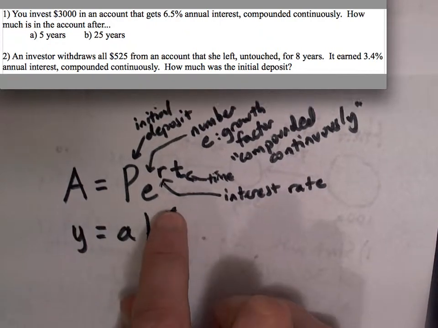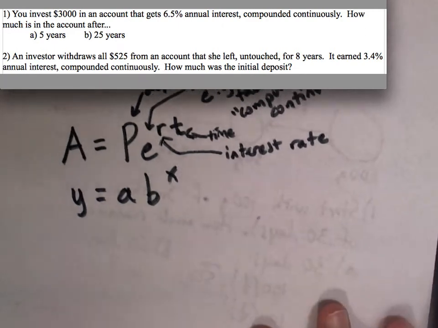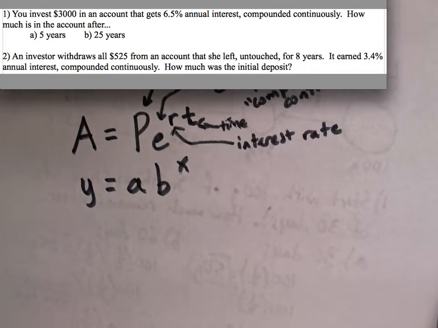So we use this PERT formula, but don't be confused. It still comes from the same old exponential formulas. Okay, so let's go ahead and apply this now.